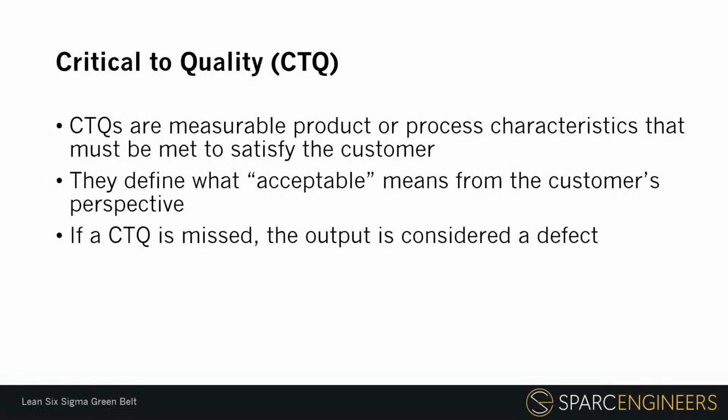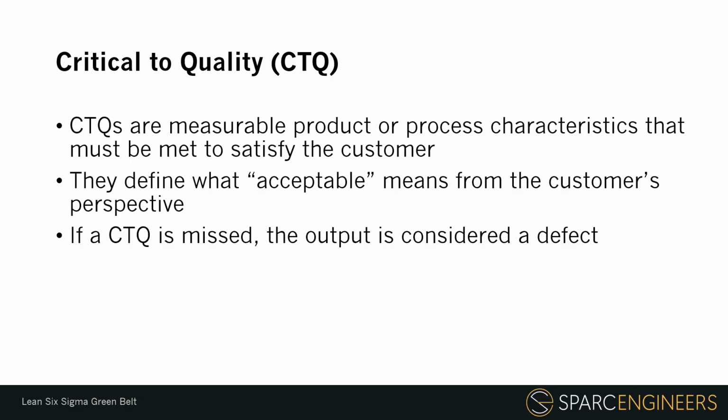Critical to quality, or CTQ. CTQs are measurable product or process characteristics that must be met to satisfy the customer. They define what acceptable means from the customer's perspective. If a CTQ is missed, the output is considered a defect. That last point is important. A CTQ is not just something we prefer or something that would be nice to have. It is a requirement tied directly to customer acceptance.